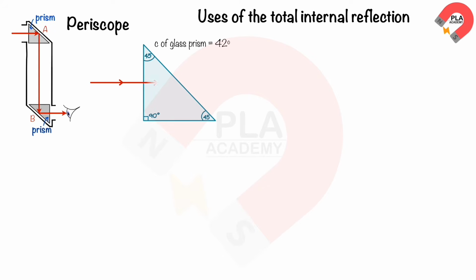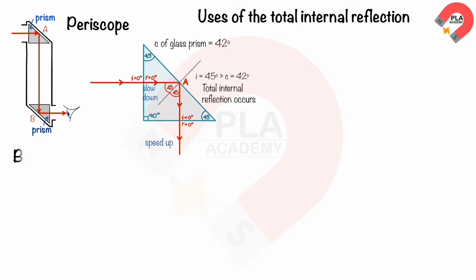As the light ray travels from air to glass at an angle of incidence of 0, the light slows down but does not change direction. The light ray reflects at point A with an incident angle of 45 degrees, which is greater than the critical angle of glass, 43 degrees. This causes the light ray to undergo total internal reflection. As it leaves the prism, it speeds up but does not change direction.